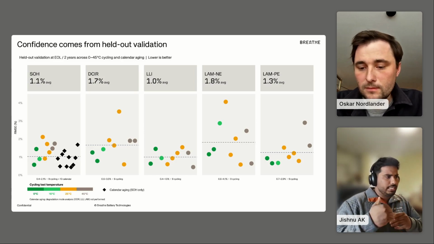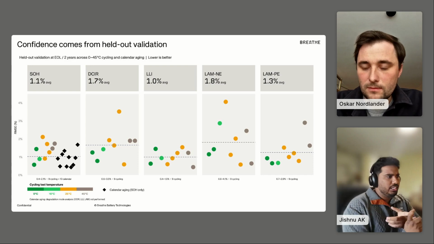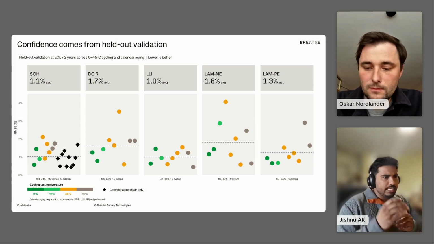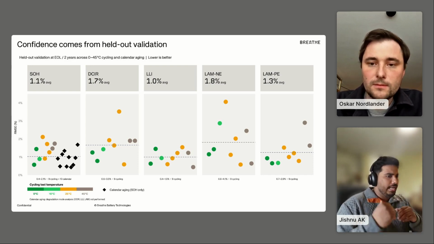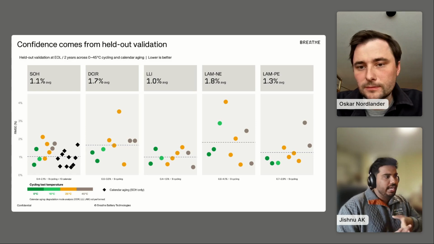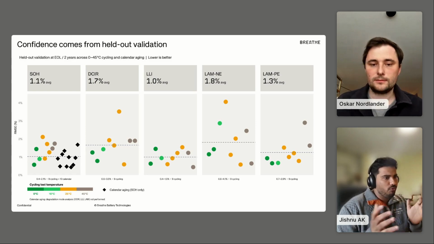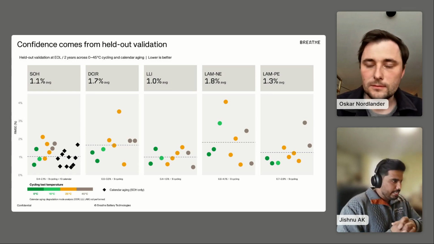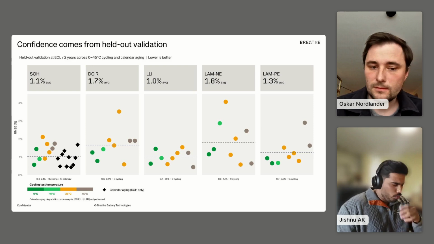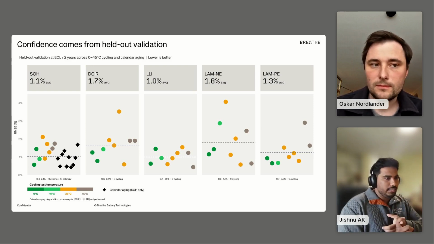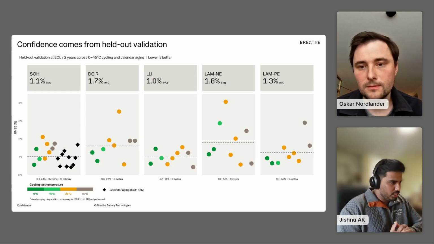The cyclic aging conditions that we use go anywhere between 0 to 45 degrees Celsius, with current rates of 0 to 3C and different depth of discharge windows and voltage windows. Similarly, the calendar aging was done over about a 2-year window, at different storage temperature and SOC combinations.